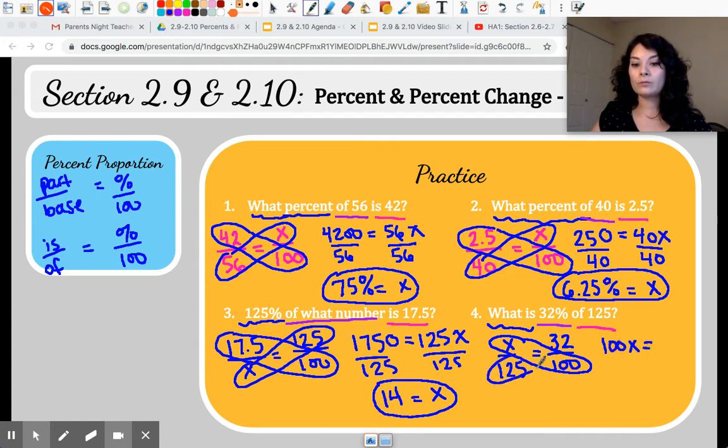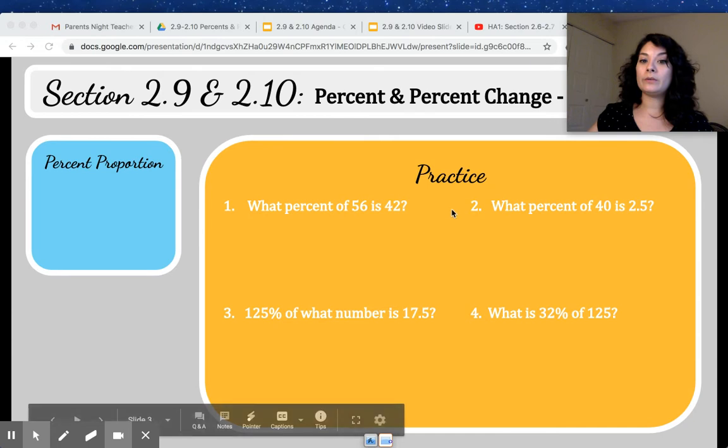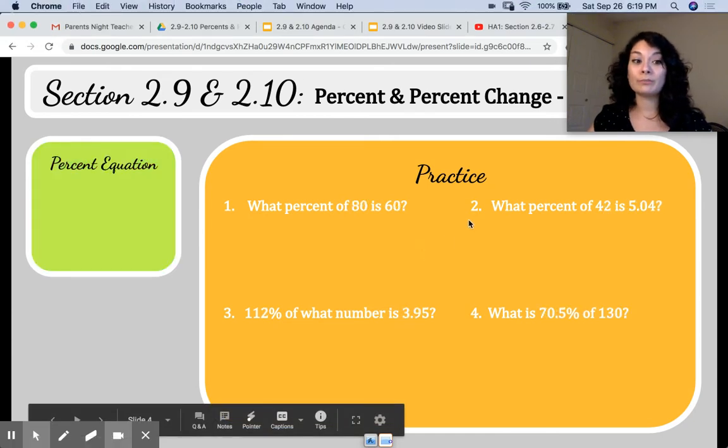I'm going to cross multiply to get my other product. I'm going to cheat and use my calculator since this is calculator friendly. 125 times 32 gives me 4,000. And now I'm going to solve the one step by dividing by 100. And I get x is equal to 40. And again, I don't throw a percent symbol here because I was not finding the percent, I was finding the part. So that's one way we can solve percent problems.